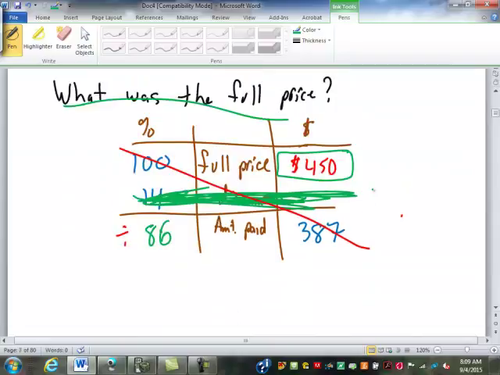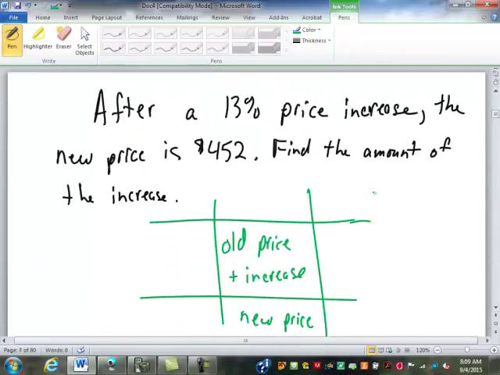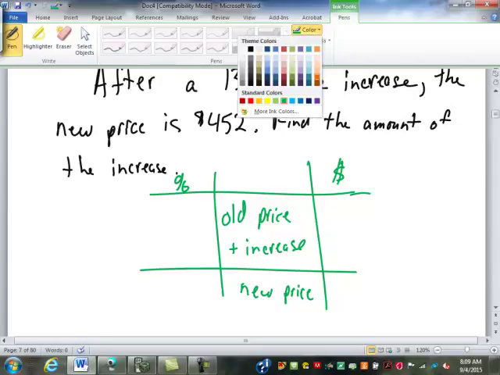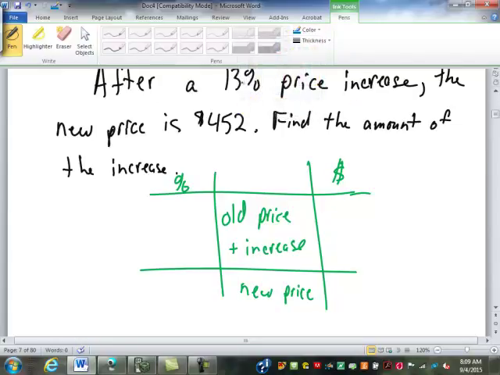All these others have been a discount or a decrease. This is an increase. Still percents here, and then once again, sometimes it can be other amounts other than dollar amounts on the other side. It's still dollar amounts for now. So if the 13% is the increase, 452 is the new price. What else do we know? No, 100%.